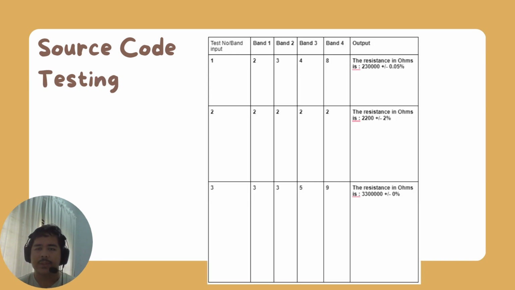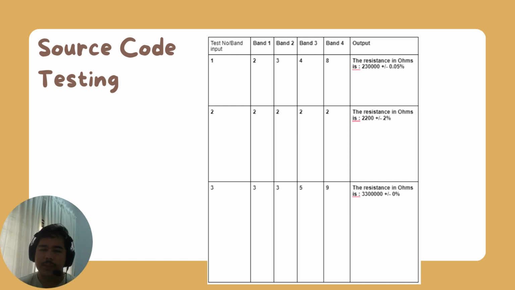We did three tests using three different datasets to ensure that the program works as intended. For the first dataset we used 2, 3, 4, and 8 for band 1, 2, 3, and band 4 respectively. This dataset will produce the total resistance of 230,000 ohms with a tolerance value of 0.05%.